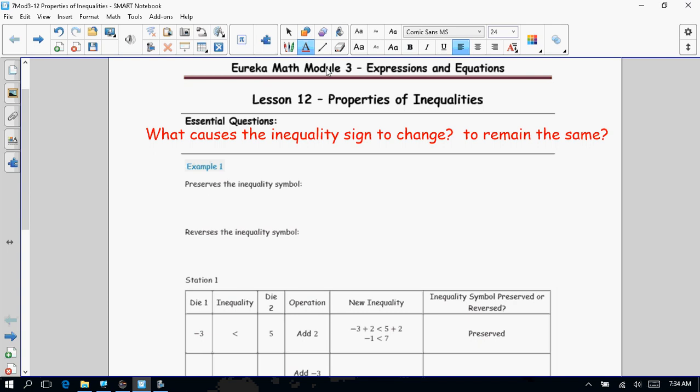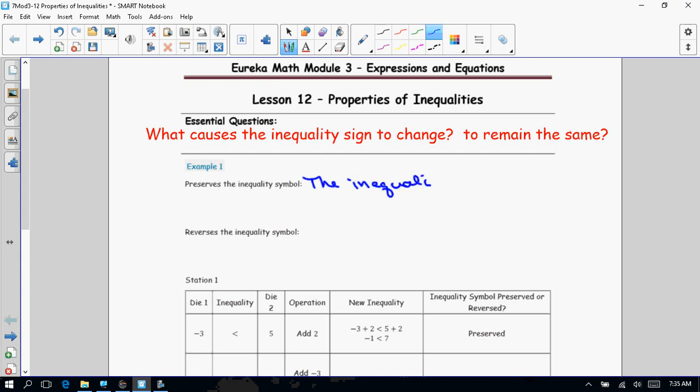So to preserve the inequality sign, when you see that pop up in these problems that I'm going to give you, basically what I want to know is what keeps the inequality the same, right? So we're going to say the inequality sign remains the same. And you're thinking, well, why wouldn't it remain the same? And you'll see what happens today. And then reverses, right? So preserves means it's going to remain the same.